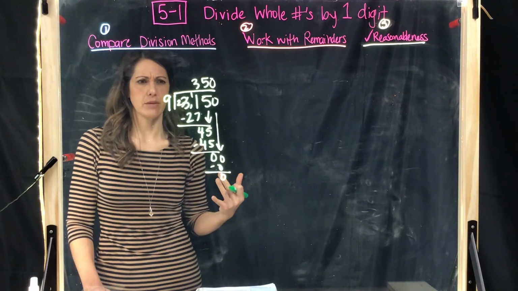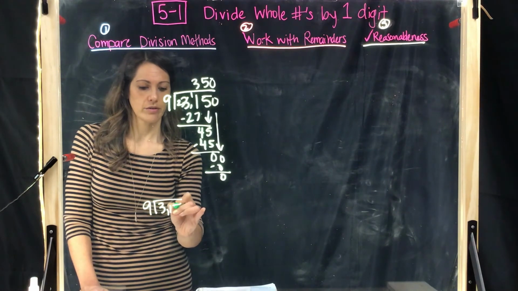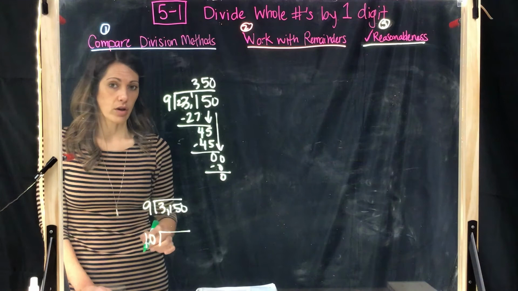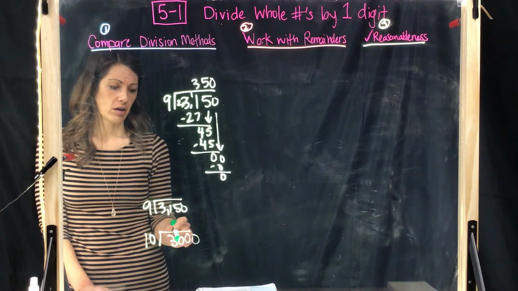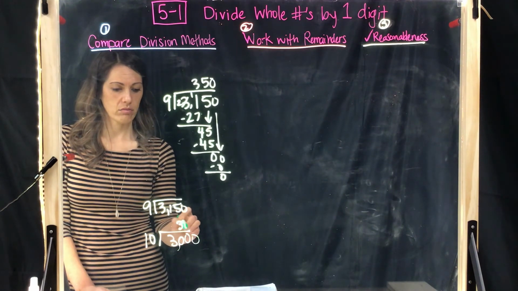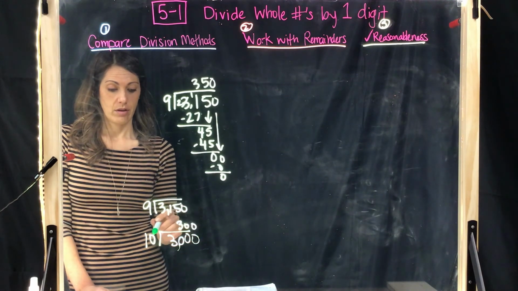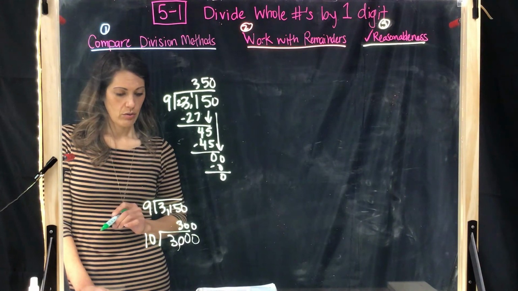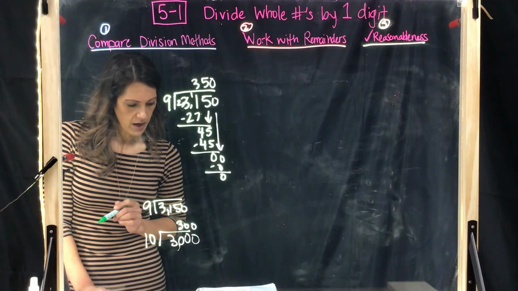Now we're going to check for reasonableness. I had a 9, and I divided it by 3,150. 9 is very close to 10. And 3,150 is very close to just 3,000. So how many times does 10 go into 3,000? It goes in exactly 300 times, right? 3,000 divided by 10 would equal 300. So that's pretty close, and we can know, yeah, that works.